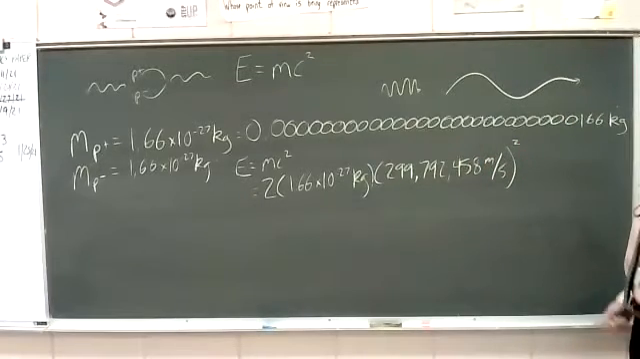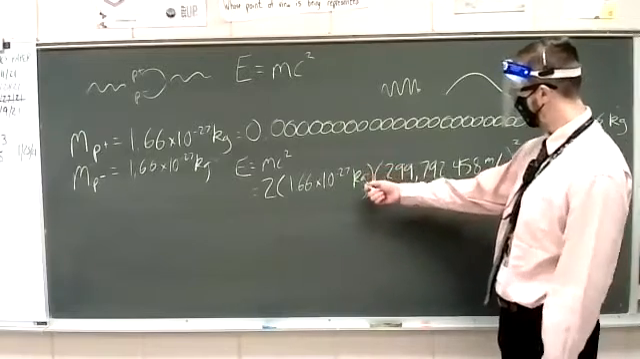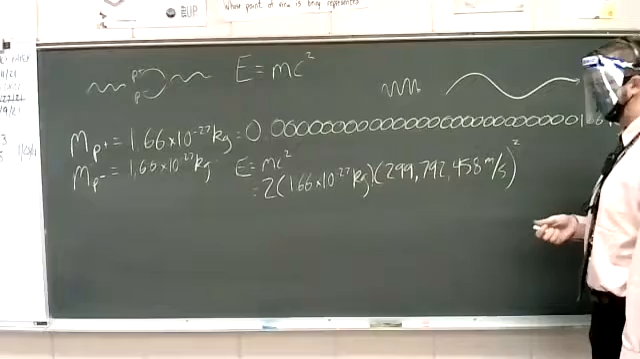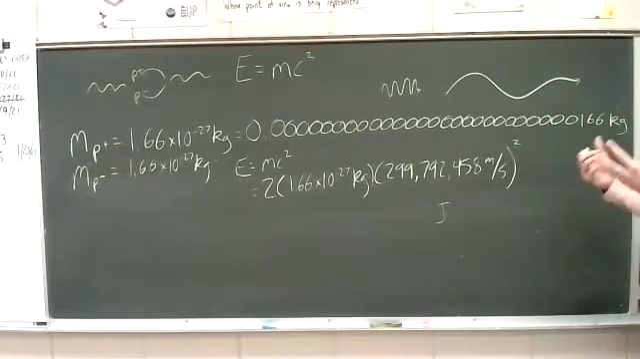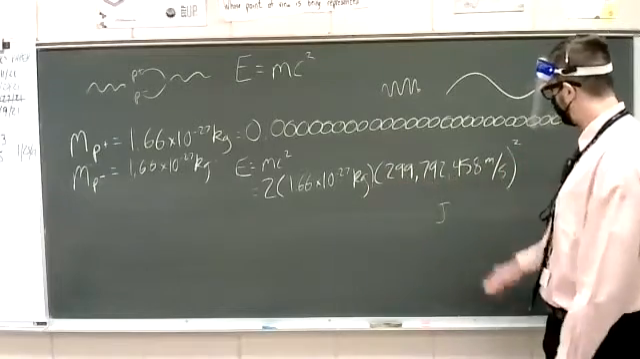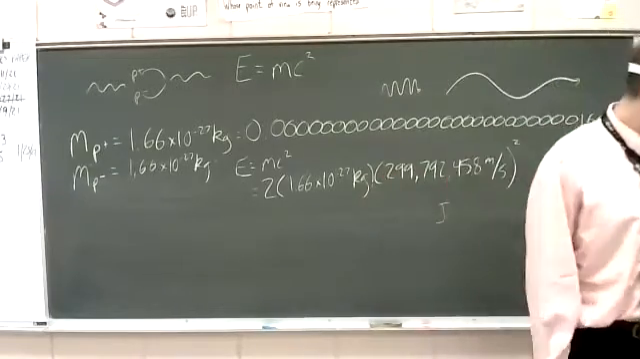Physics students will hopefully remember the base units: kilogram meters squared per second squared. Those are the base units of joules of energy. The joule is the SI unit of energy. It's a derived unit, and these are all base units. So what does that work out to be?